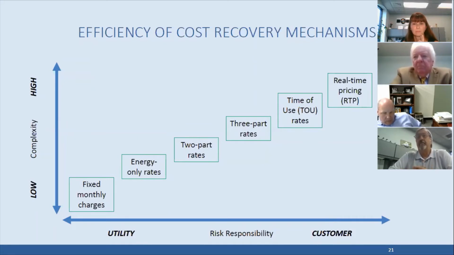And then an improvement on that, of course, is the three-part rate we talked about, but this becomes a little more complex, a little more transfer of the variability to the customer. Now they have two components of the rate that are going to vary based on their usage.